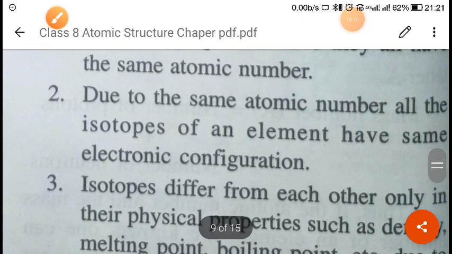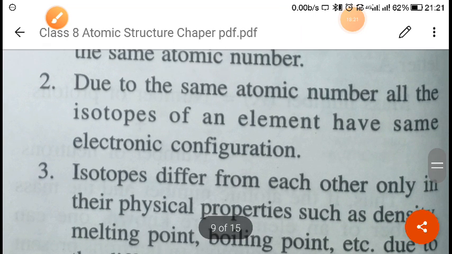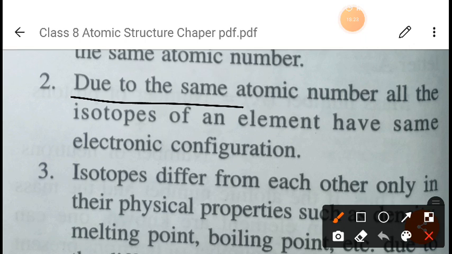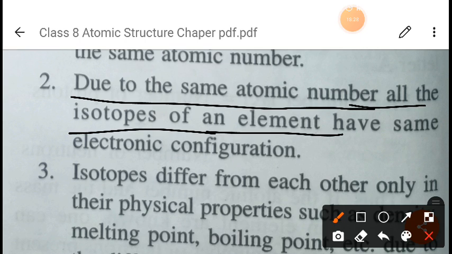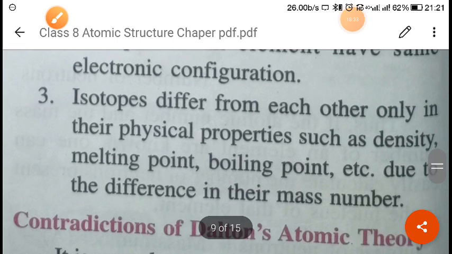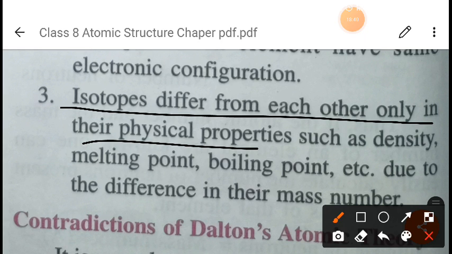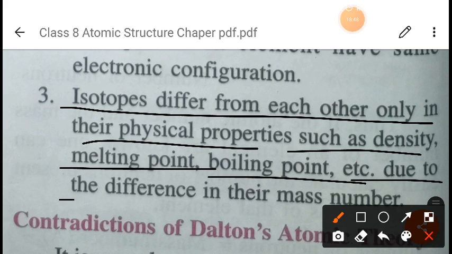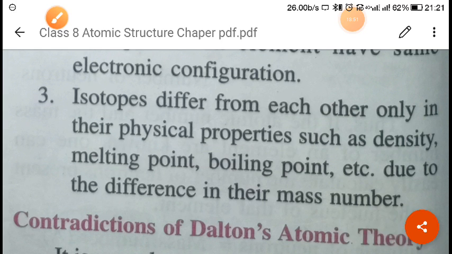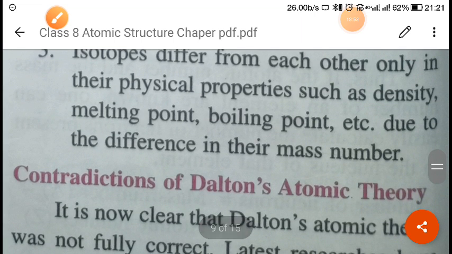Now where will the difference be? Due to the same atomic number, all the isotopes of an element have the same electronic configuration. Next, isotopes differ from each other only in physical properties. Chemical properties will be the same, but physical properties will not be the same, such as density, melting point, boiling point, etc. Due to the difference in the atomic mass, that is, the mass number, their physical properties will be different.